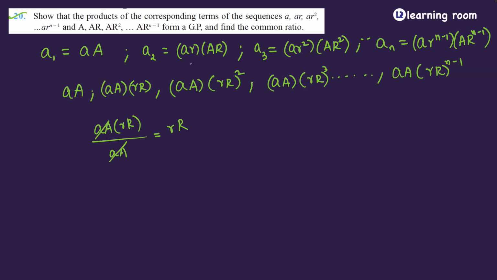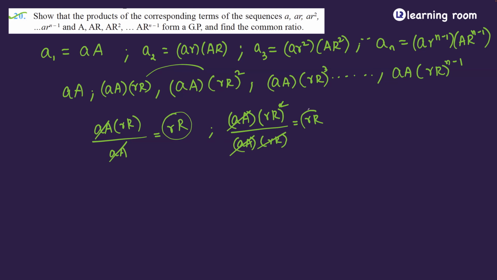If you take the ratio of the third term and the second term, so ratio of third term, so third term in the numerator is a into capital A into small r into capital R the whole square, the whole divided by a into capital A small r into capital R. Cancel this and this, small r into capital R will cancel this one. So you're getting the answer as small r into capital R. Like this, if you take any subsequent term and write the ratios of them, you'll always get the common ratio to be small r into capital R.